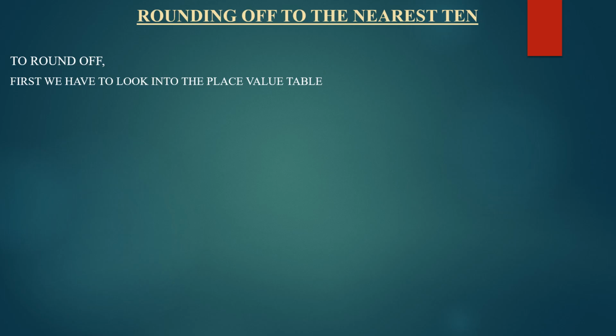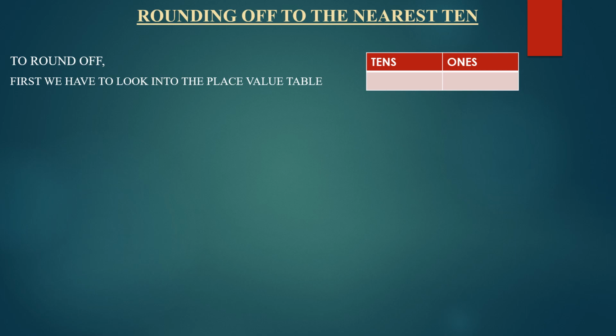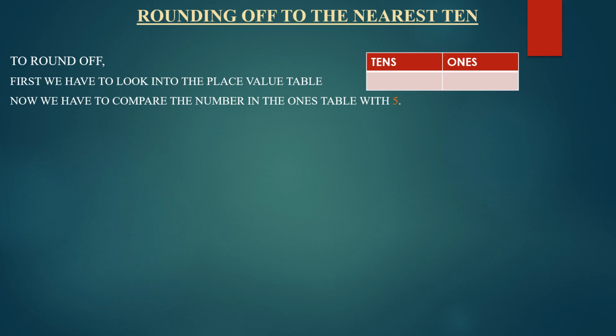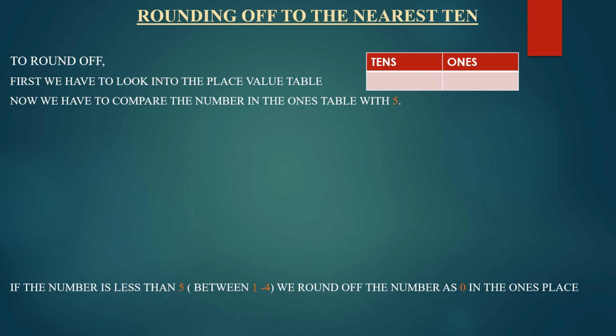So my dear friends, we have to remember that whenever we are going to round off, first of all we have to keep in mind the place value table. So considering the nearest 10, we have to look into the place value tables of ones and tens. Since the desired number comes in the column of tens, the lower column will be ones. So the number that comes in the ones has to be compared with 5.